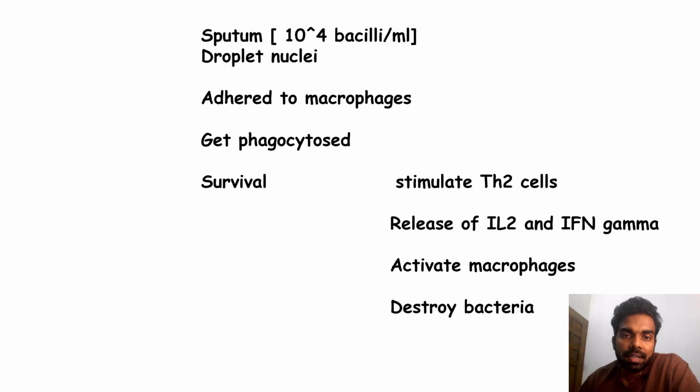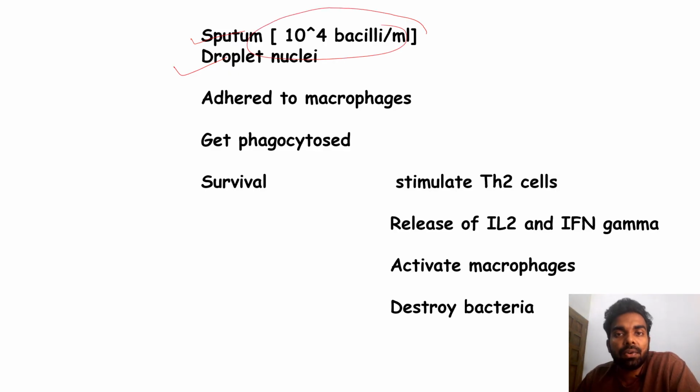So how does it actually infect? If it is sputum or a droplet nuclei, it should have a minimum concentration of 10 raised to 4 bacilli per ml. And these get inhaled into our body and get adhered to the macrophages. As macrophages like to eat something, these bacilli get phagocytosed.